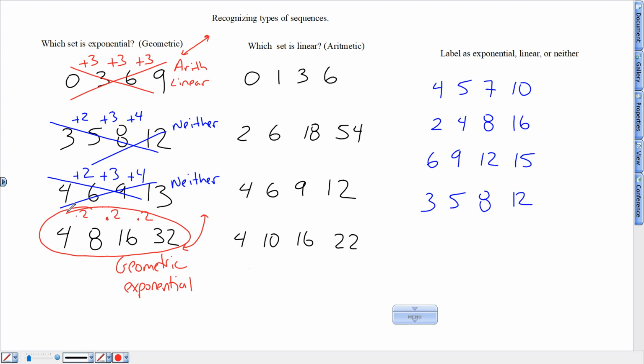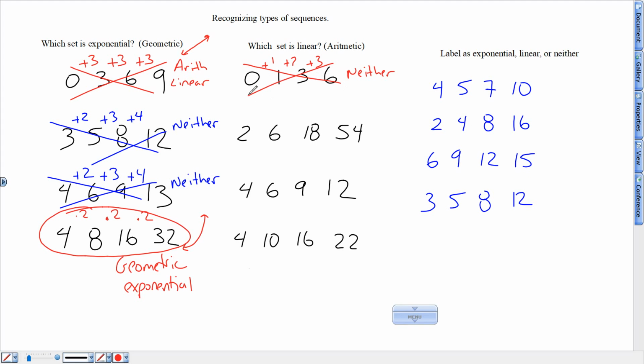All right, this next one here, I can see this first set going up by 1, going up by 2, going up by 3. That is neither arithmetic nor geometric. First word is surf, surf.